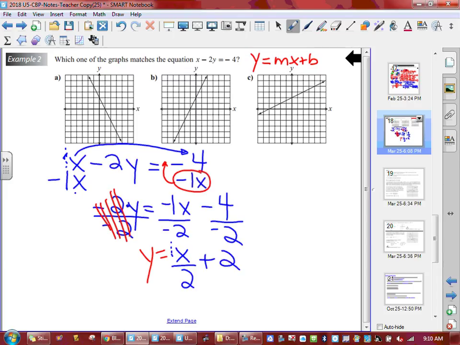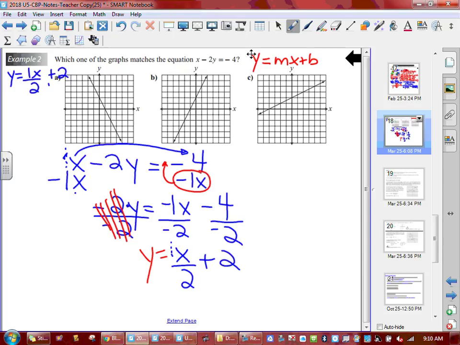So now I've got my equation. I'll just write it up here. Y equals 1x over 2 plus 2. All right. Which one of these numbers, the 1/2 or the 2, is my start point? Hands up. Which one of those numbers, the 1/2 or the 2, is my start point?